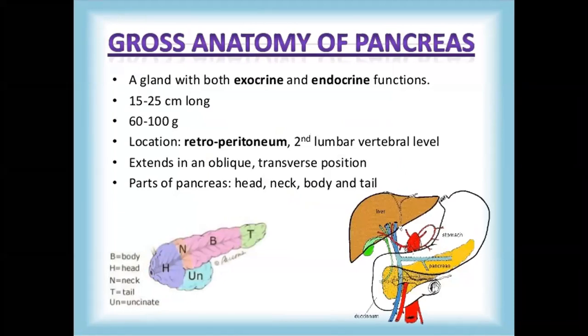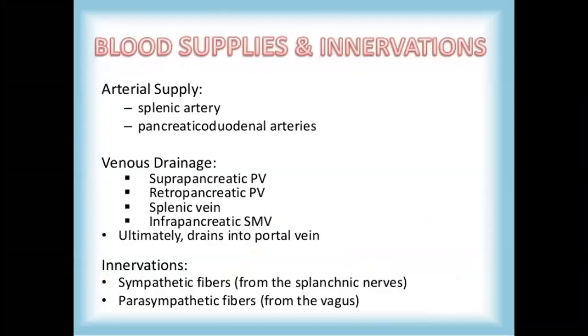It extends in oblique and transverse directions. You can see in the diagram that there's a head, neck, body, and tail, and UN is the uncinate process. Anatomically, grossly, you can see that's the liver, there's a spleen, and behind the stomach is the pancreas. So it's very difficult to locate when you're doing surgery. So doing a pancreatic surgery is not an easy surgeon's job, I will tell you.